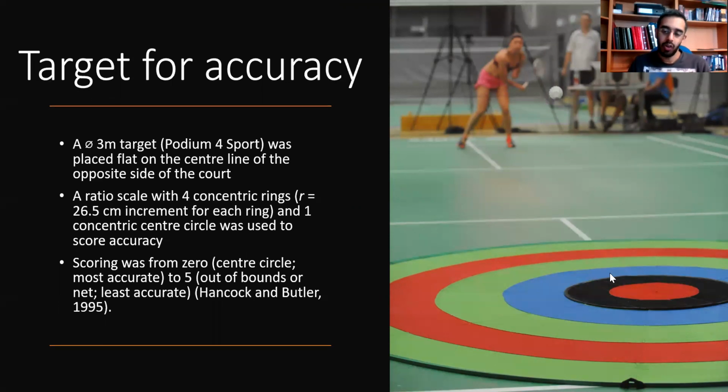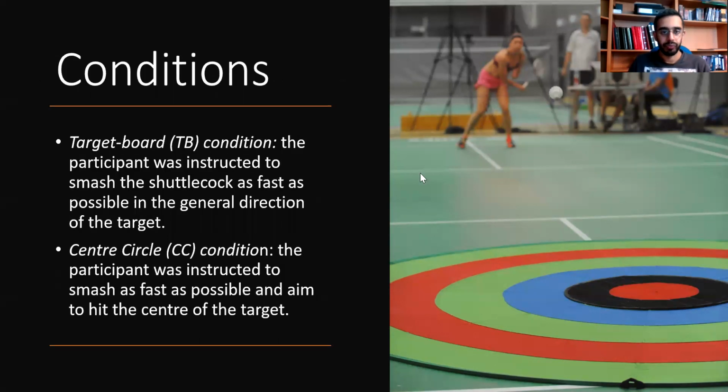So with regards to the scoring system, any shuttlecock in terms of the smash that hit the center circle, the black center circle, was scored as 0. Anything that hit the outer rings was scored as 1, 2, 3, and 4. And then anything that went in the outer regions of the target board was scored as 5. And in addition, anything that hit the badminton net was also scored as 5.